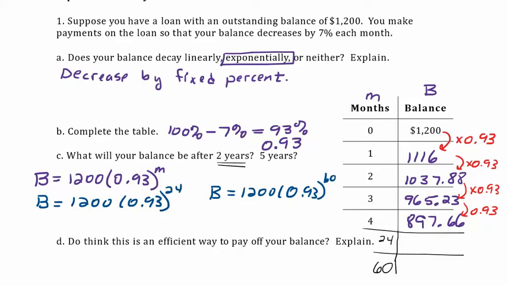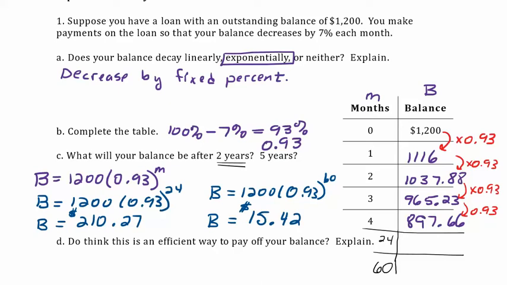Let's see what we have for our balance. After 2 years or 24 months, you should have a balance of $210.27. And after 5 years or 60 months, you should have a balance of $15.42. Do you think this is an efficient way to pay off your balance? What do you think? I mean, it seems like after 5 years we should have this thing paid off, right? Why do I still owe money after 5 years? It was only $1,200.